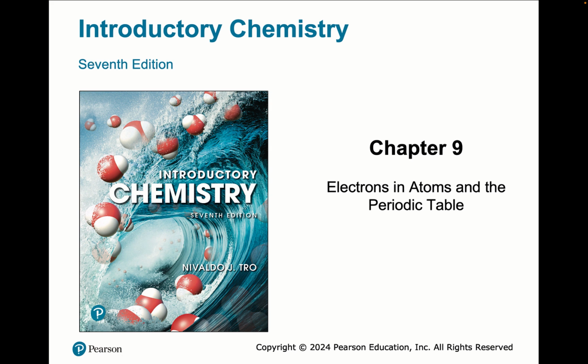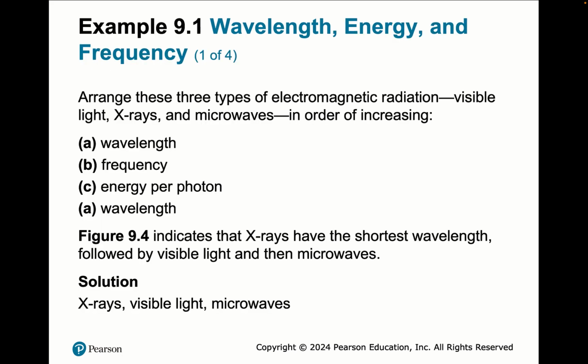Okay, so now we go on to the periodic table. So I guess before we get to the periodic table, let's talk about different types of electromagnetic radiation: visible light, X-rays, microwaves, in order of increasing wavelength, frequency, and energy per photon. I guess wavelength started off.